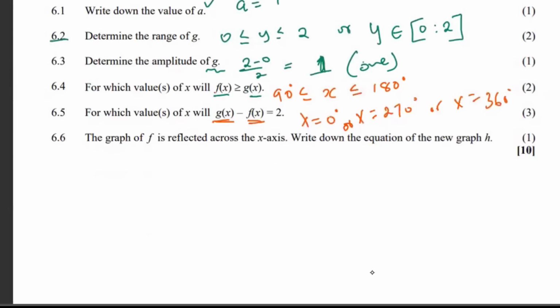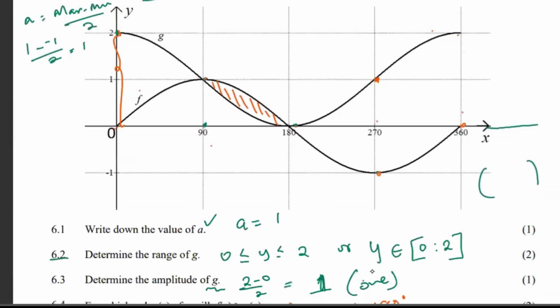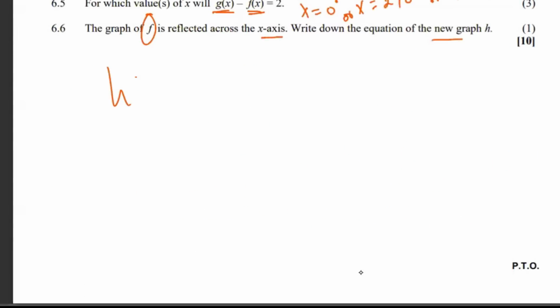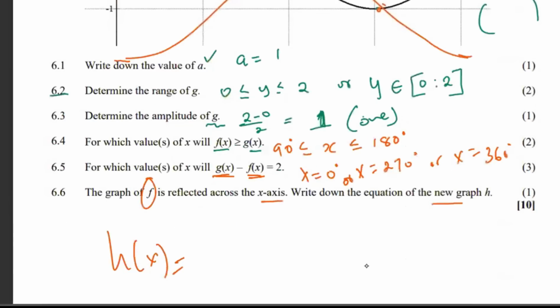And then, if f is reflected across the x-axis, write down the new equation of h. When you reflect about the x-axis, it's like you're flipping it around, so your graph is going to be in this sort of direction. What changes is basically the sign of y. So our h of x should be, what was f? It's sine of x. So it's going to be negative sine of x. Okay, so that is how to approach a trig function question.